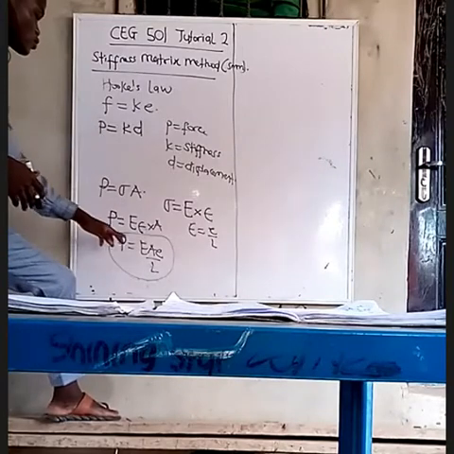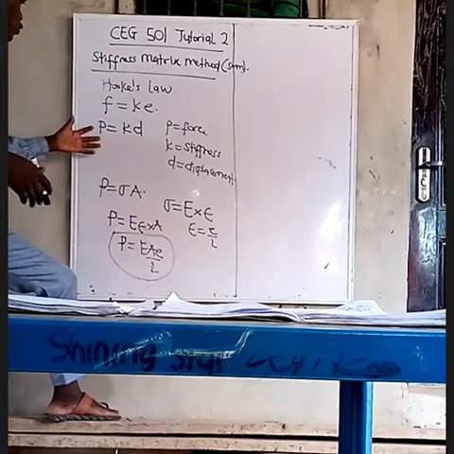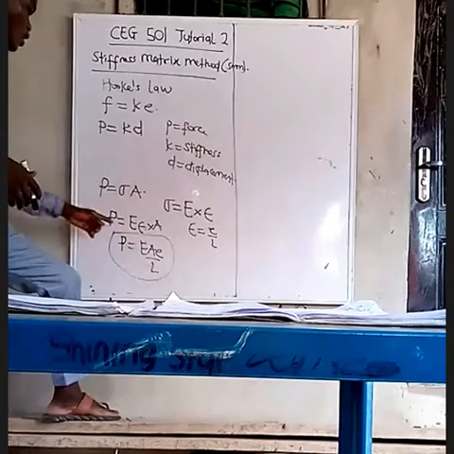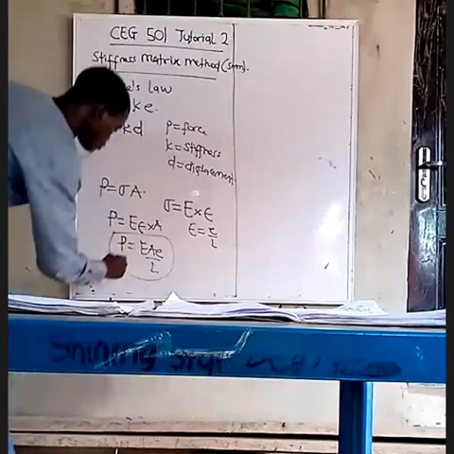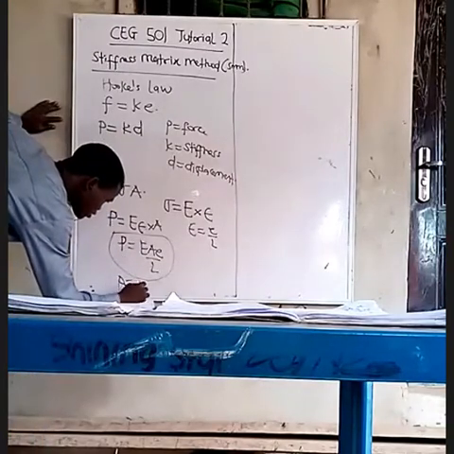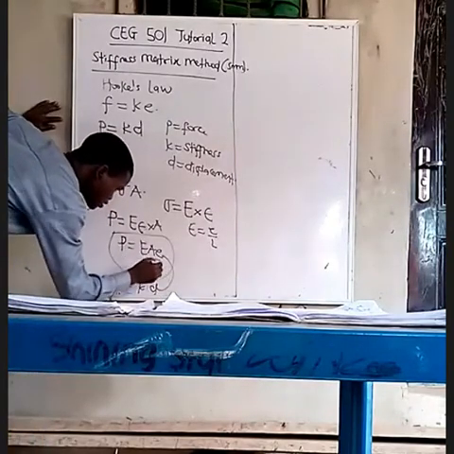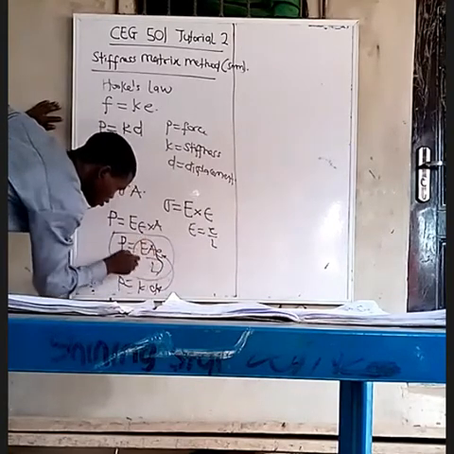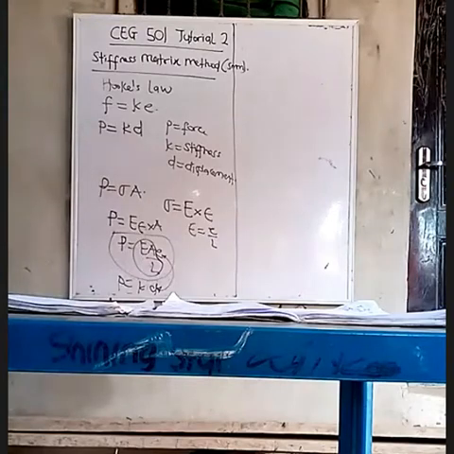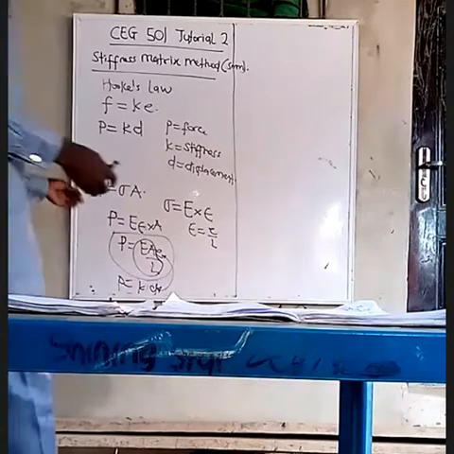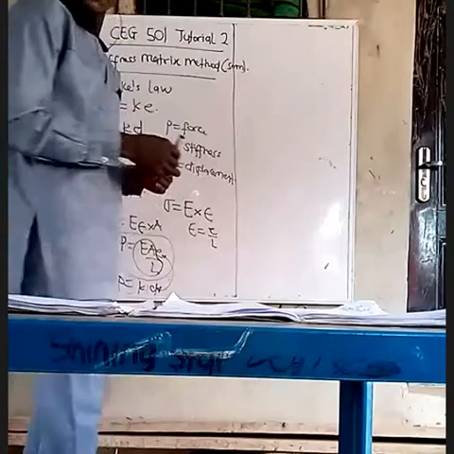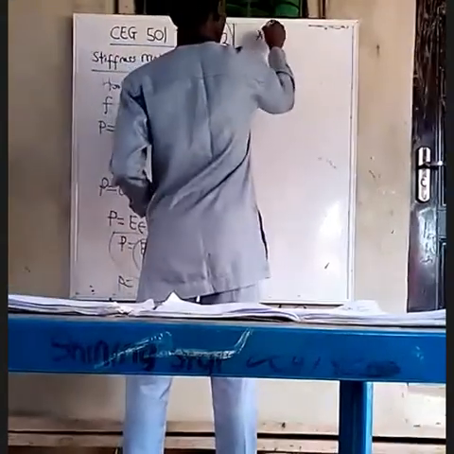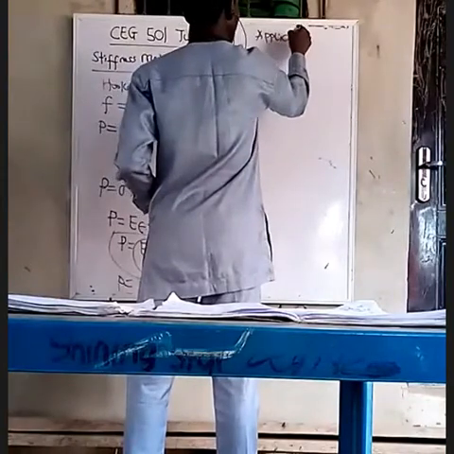This is like the first principle, and it is from that place that we are building up. So P is equal to KD, P is equal to EA delta over L. If you compare both of them, D is the same thing as delta, the deflection. So that means that K will be remaining EA over L. That is for just an axial member.